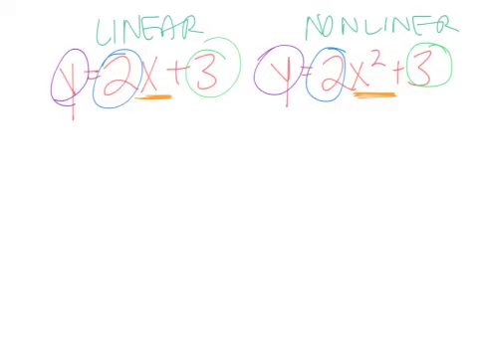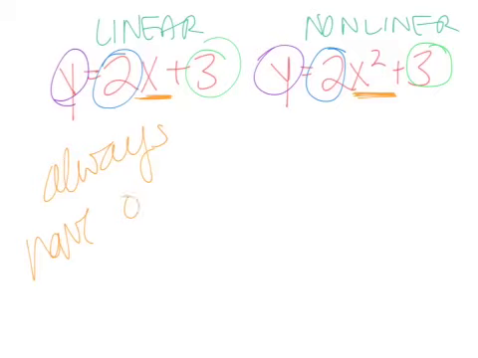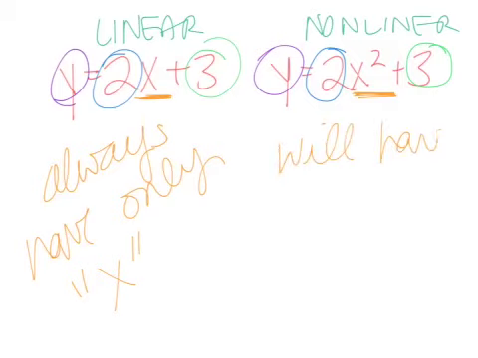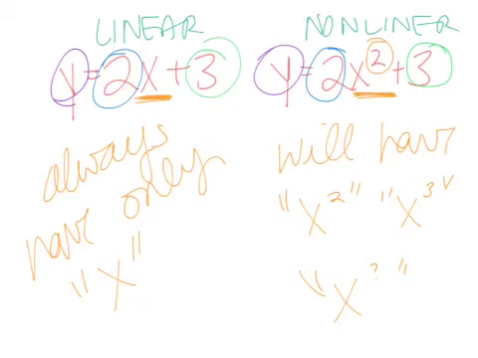One thing to observe is that linear will always have only an x. Nonlinear will have an x squared, x cubed, or x to the whatever, but it's not going to be just an x. When you see an exponent, then it's going to become a nonlinear function. So just an x is linear, x with an exponent becomes nonlinear.